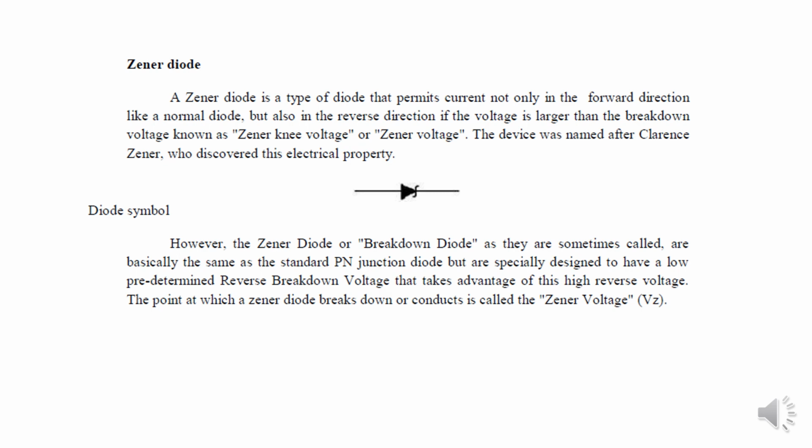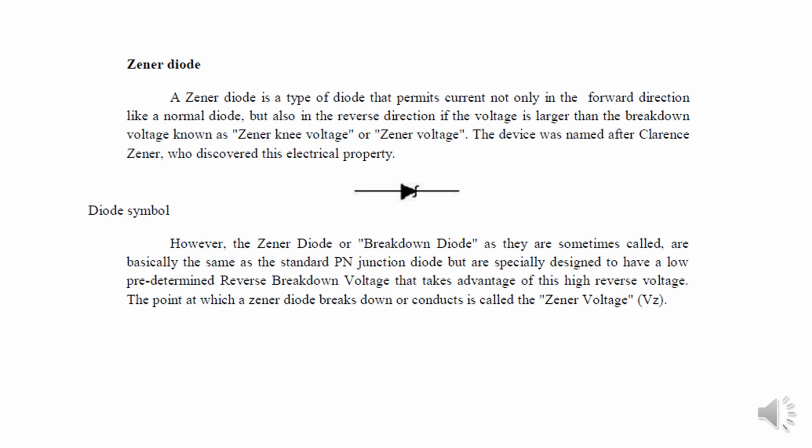This breakdown diode is basically the same as the standard PN junction diode, but it is specifically designed to have a low predetermined reverse breakdown voltage and takes advantage of this high reverse voltage. The point at which the Zener diode breaks down or conducts is called the Zener voltage. The Zener diode is like a general purpose signal diode consisting of a silicon PN junction, which when biased in the forward direction behaves just like a normal signal diode passing the rated current.